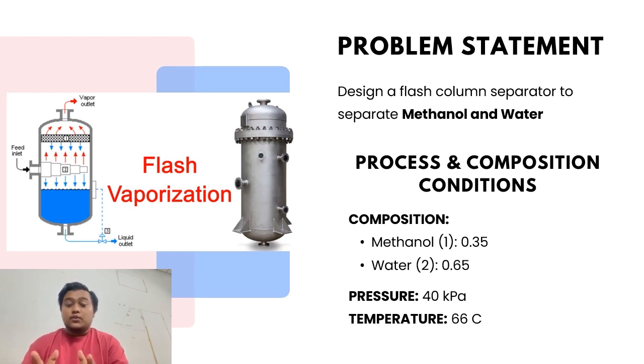Before we start with the calculation, we have made some initial assumptions. These assumptions are based on the industrial values that we found on the internet. The initial composition of methanol is 0.35, and the initial composition of water is 0.65. The pressure is assumed to be 40 kilopascal, and the temperature is just above the boiling point of methanol, which is 66 degrees Celsius. We have some other assumptions, but we will go to the next slide.